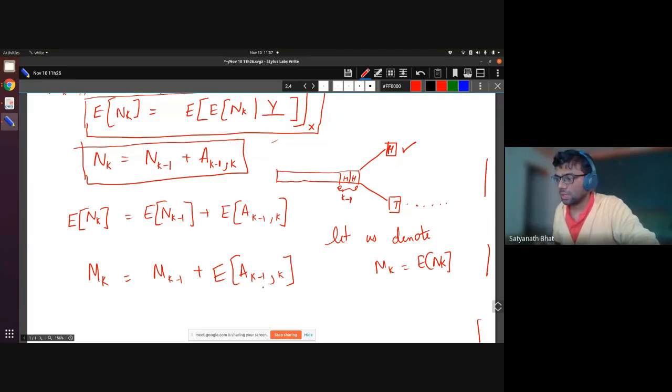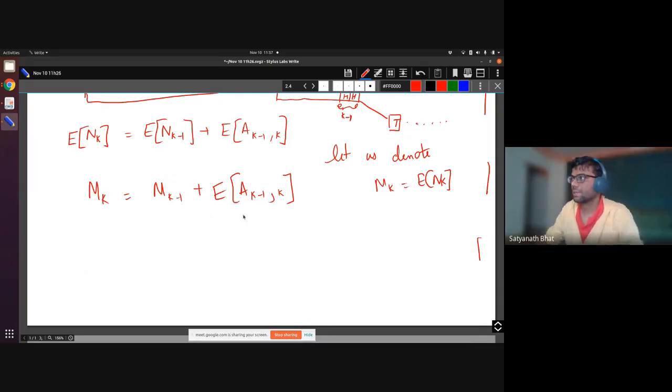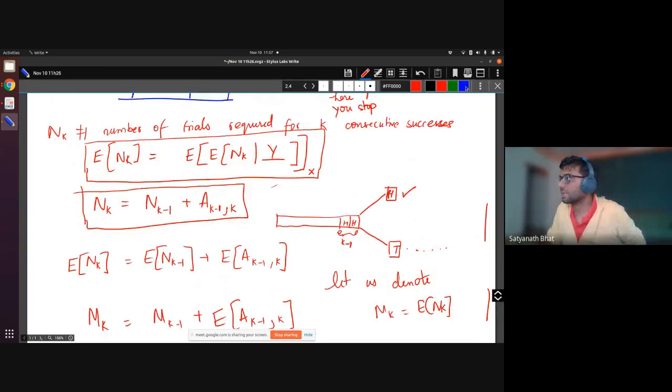Now for this a(k minus 1, k) event, we will condition on whether you get a head or tail. Let me write it here with a different color. The expected value of a(k minus 1, k), we will condition on. Here is where we will use the iterated formula: a(k minus 1, k) given y. And y will be 1 if you get a head here, 0 if you get a tail. Let's try to analyze this.